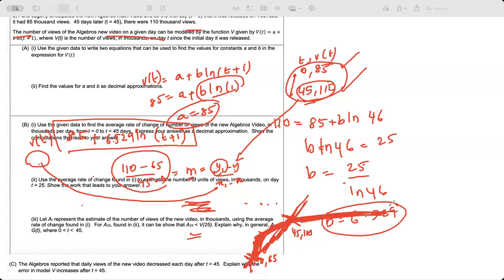See, it is basically decreasing or plateauing. It is not following the graph. The log graph is this, but between these two we had a nice curve there, but then it started flattening after that. Explain why there is error in model V. Why that error increases after t equal to 45. Why it doesn't follow the graph after that.